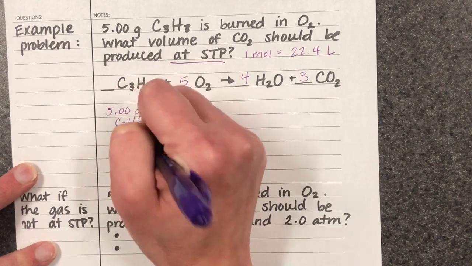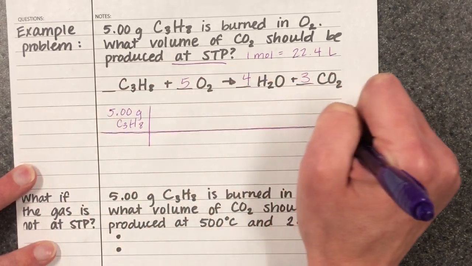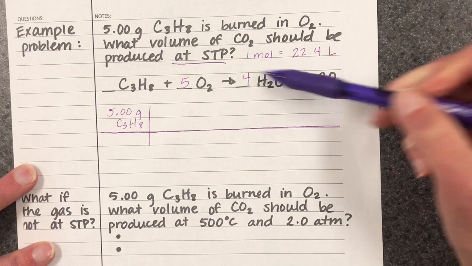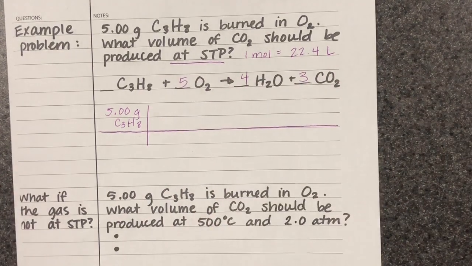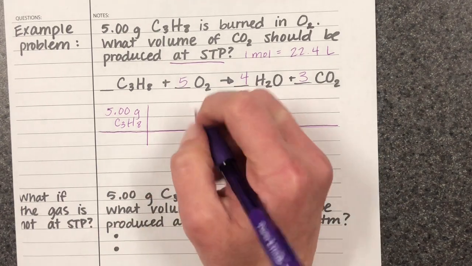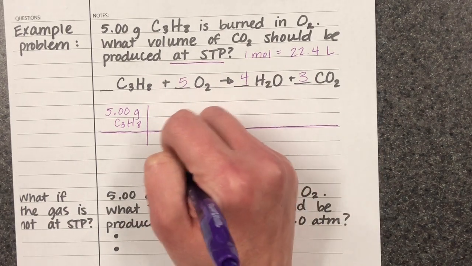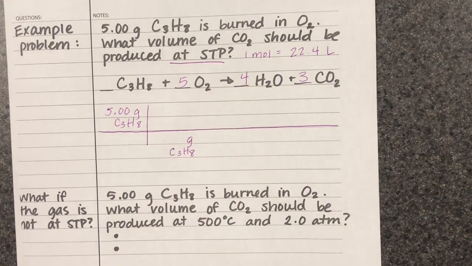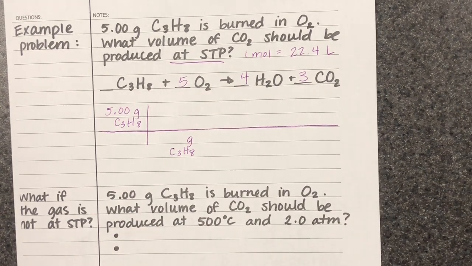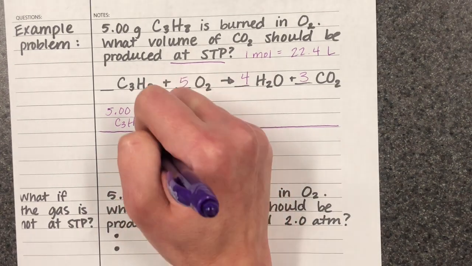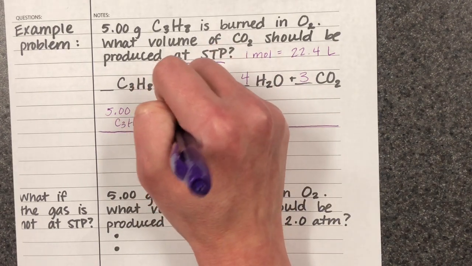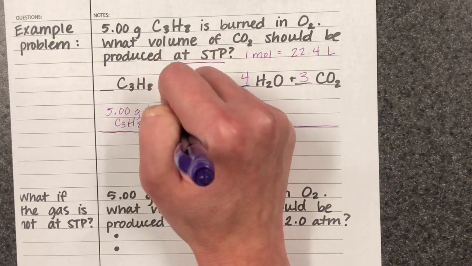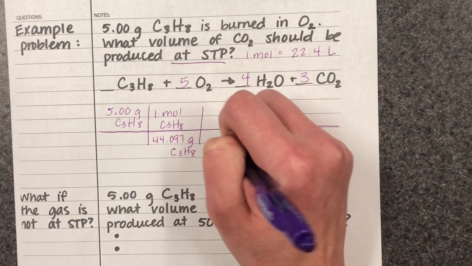It's not new stoichiometry, we're just using a new conversion factor. The steps are the same. Read the problem, make sure you have a balanced equation, start with what you're given, and then go from there. So if I need grams of C3H8 as a conversion factor, I have to use the periodic table. And so that's going to be 44.097 is 1 mole of C3H8. Okay, so drop that down.